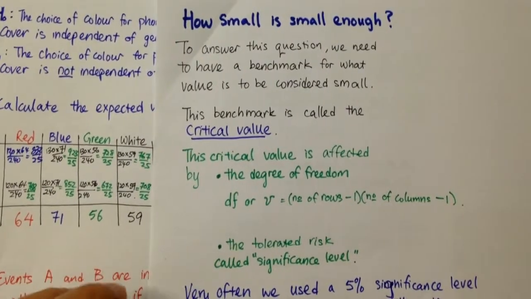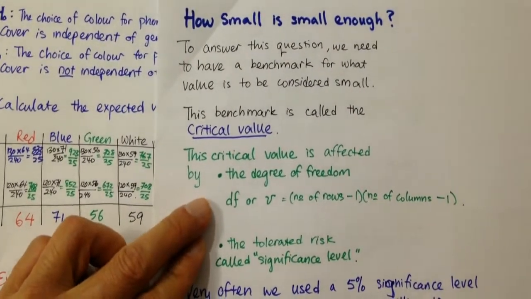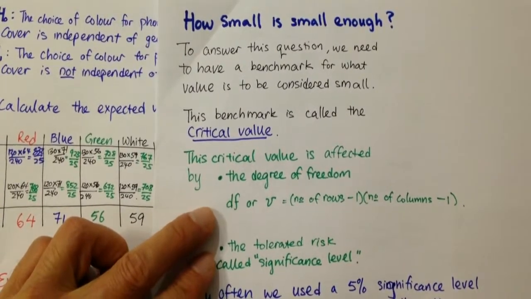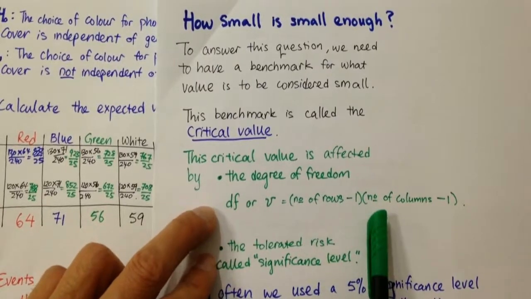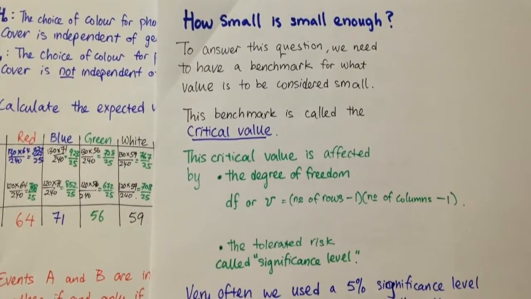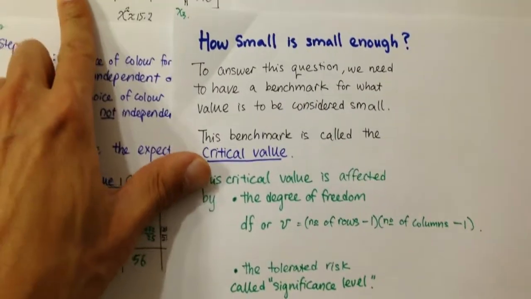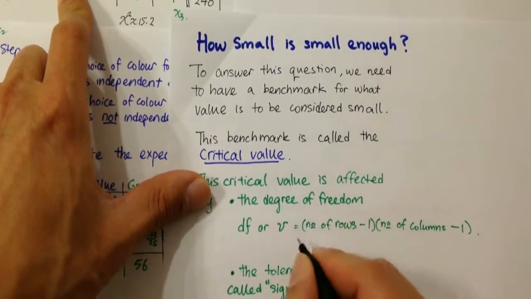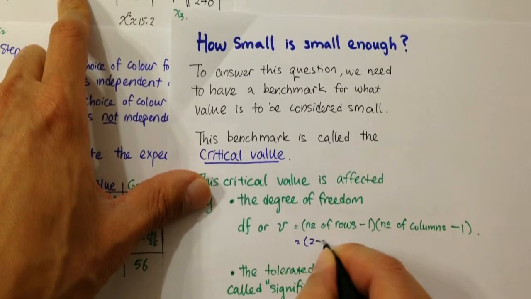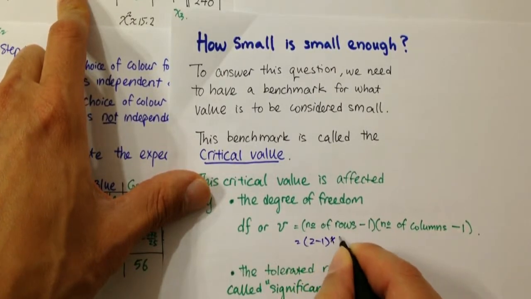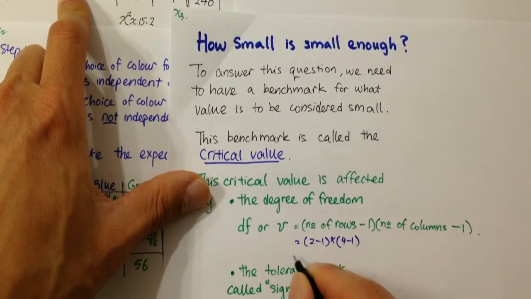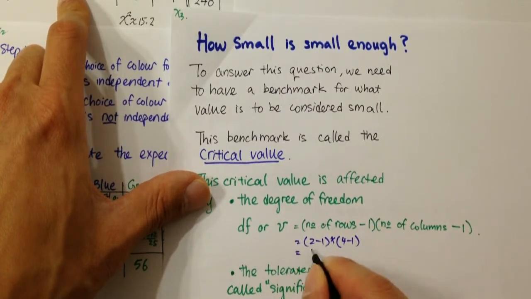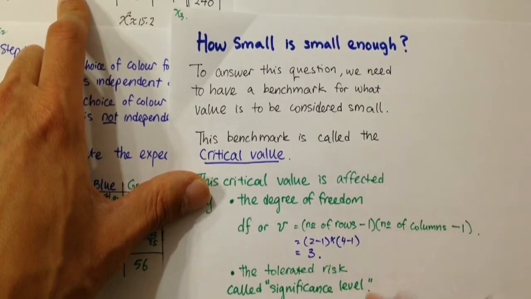The critical value is affected by two things. One is the degree of freedom. Now, degree of freedom is calculated as the number of rows minus 1 times the number of columns minus 1. So in our case, we have 2 rows, so 2 minus 1, times columns. We have 4 columns, so 4 minus 1. So the answer to this is 1 times 3, or just 3.